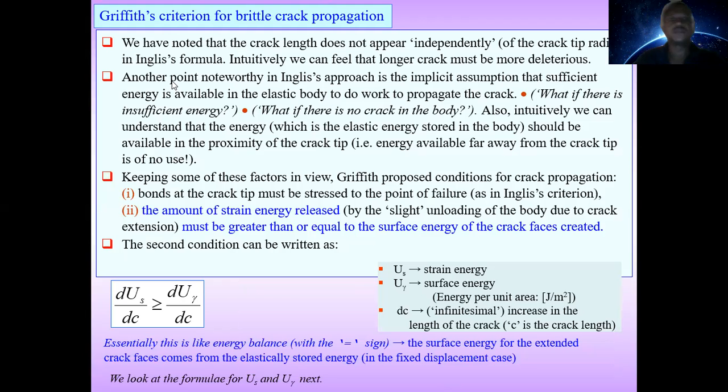Griffith's criteria for brittle crack propagation. We have noted that the crack length does not appear independently of the crack tip radius in Inglis's formula. Intuitively, we can feel that a longer crack must be more deleterious. Another point to note in Inglis's approach is the implicit assumption that sufficient energy is available in the elastic body to do work to propagate the crack.